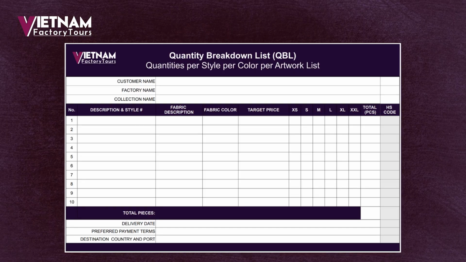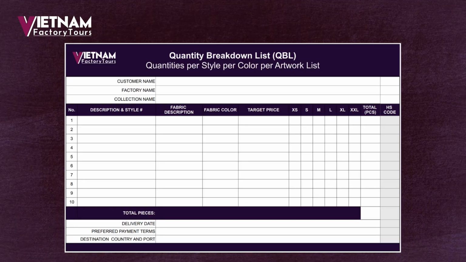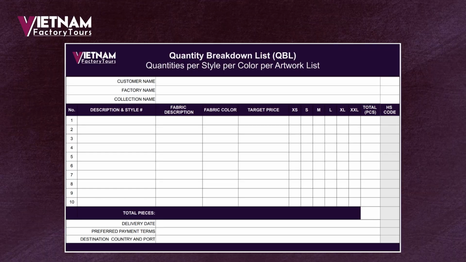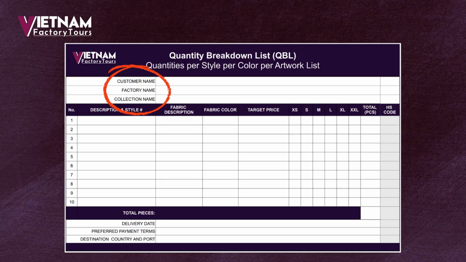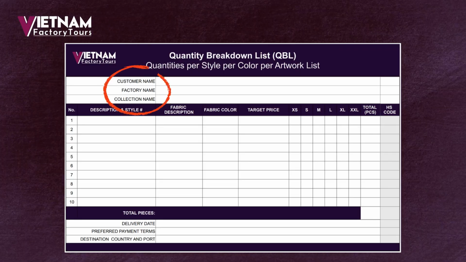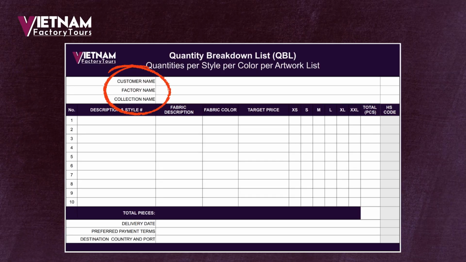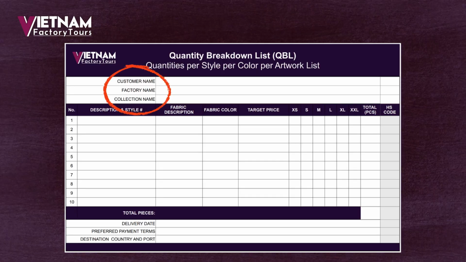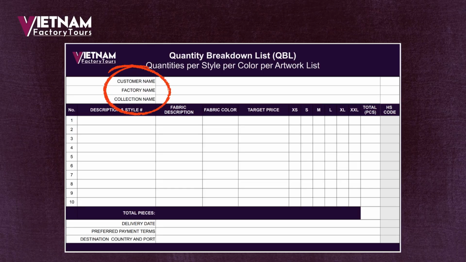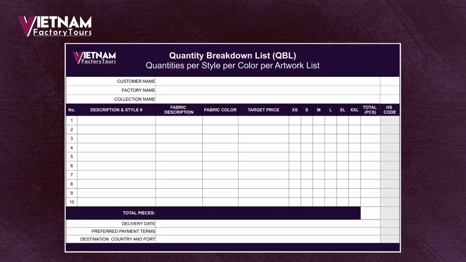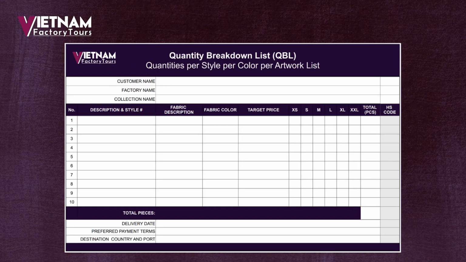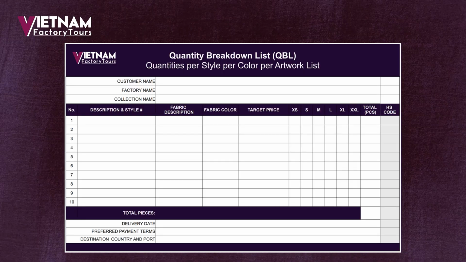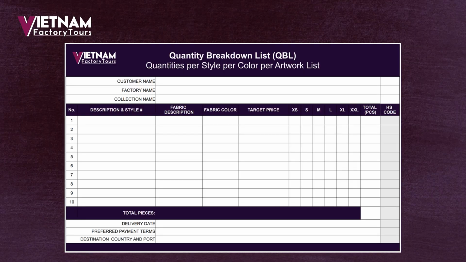So here you see what the quantity breakdown list looks like. At the top, you have just basic information: your name, you're the customer, the factory name, the factory that you're meeting, and then the collection name. Could be first collection, second collection, or maybe you have a name for your collection. Then follow me along as we go through each column. So the far left is the number, and then you have the description.